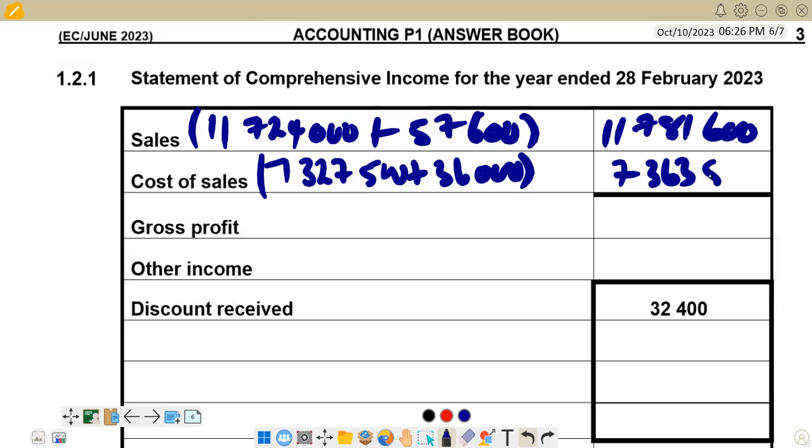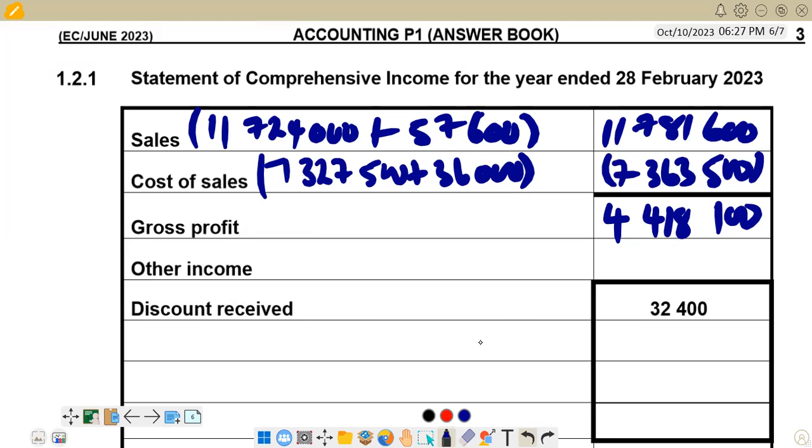7,363,500. So this is our cost of sales, and we subtract cost of sales from sales to get our gross profit. So when you subtract the two, you're supposed to get 4,418,100. That's the figure that we are supposed to get there.